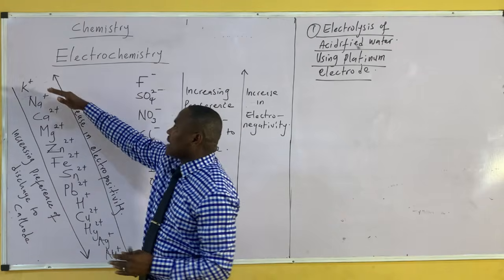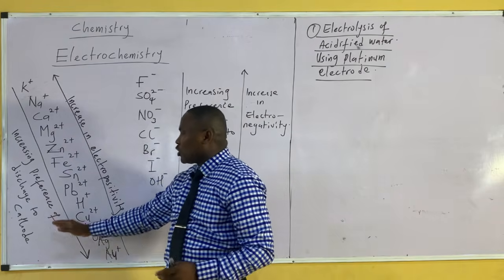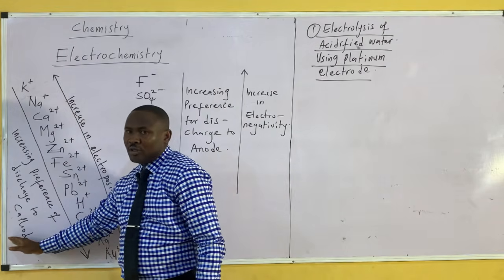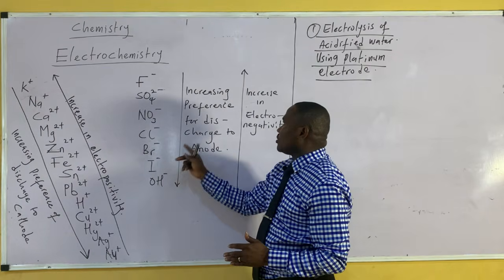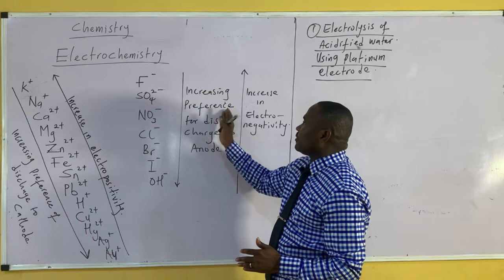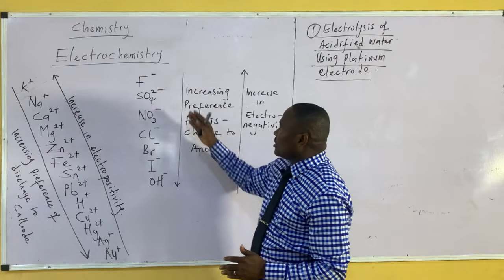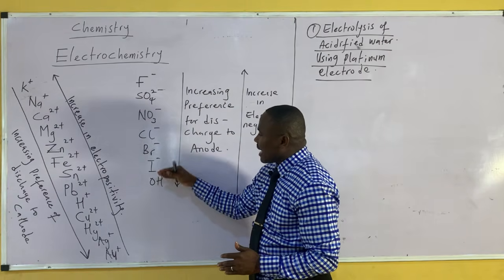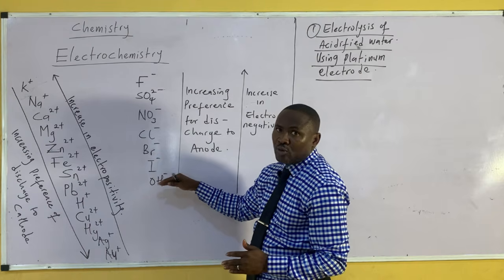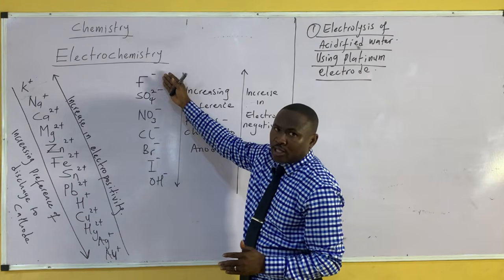Now, cations, these are positive ions, they go towards the cathode, while negative ions go towards the anode. So this is increasing preference of discharge to anode. It means as we go down, the ions below have more preference to be discharged over those above.